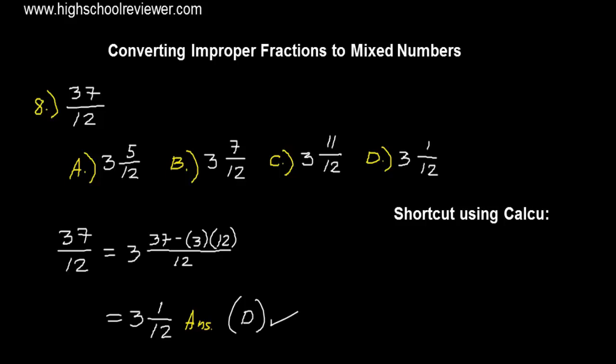And for number 8, 37 over 12, the final answer is 3 and 1 over 12, or letter D. And for the shortcut key, again, type the numerator and then press the fraction key, A B over C, and then the denominator, which is 12, and the equal sign. So these are the long process and the shortcut process involved in solving all our problems.